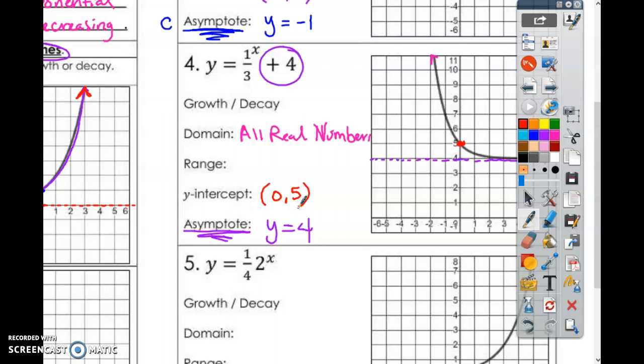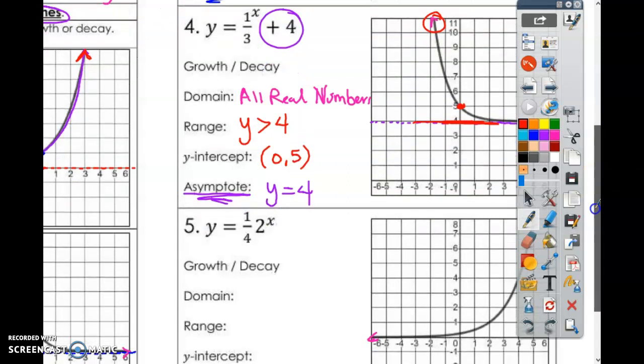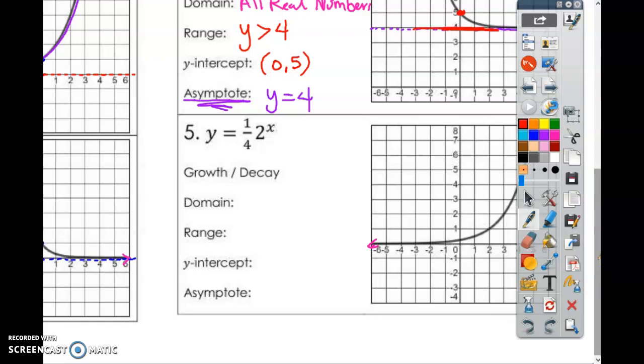What is the range? Starts at 4, right? Right here. And it's going up. So it's y greater than 4. It cannot equal it because the graph is never going to touch the asymptote. Ever, ever, ever, ever. And then problem 5.